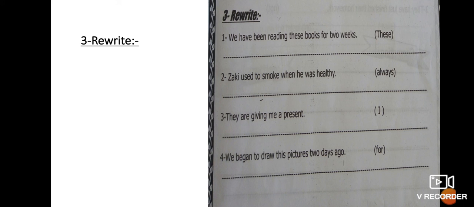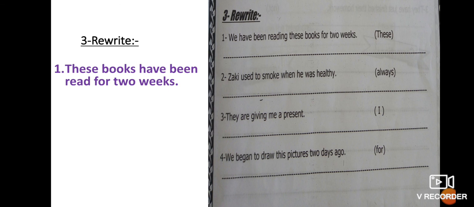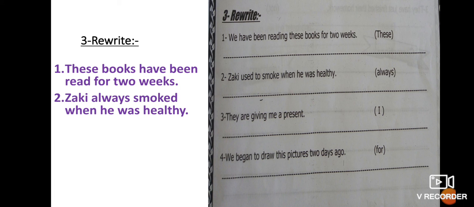We have been reading these books for 2 weeks. I want to use the passive: these books have been read for 2 weeks. Number 2: Zaki used to smoke when he was healthy. It's a habit in the past. So, Zaki always smoked when he was healthy. Number 3: they are giving me a present. So, I am being given a present.